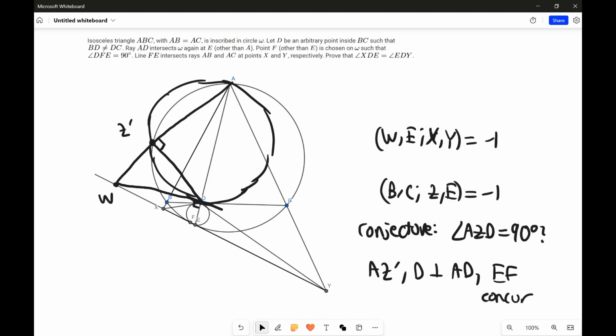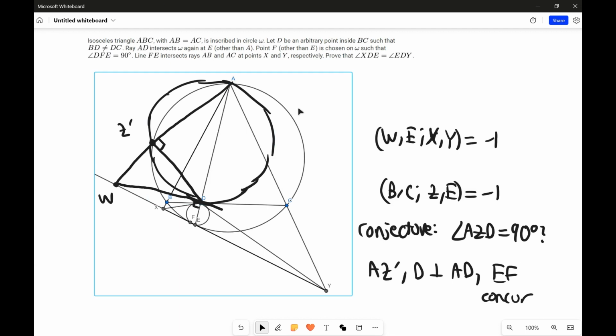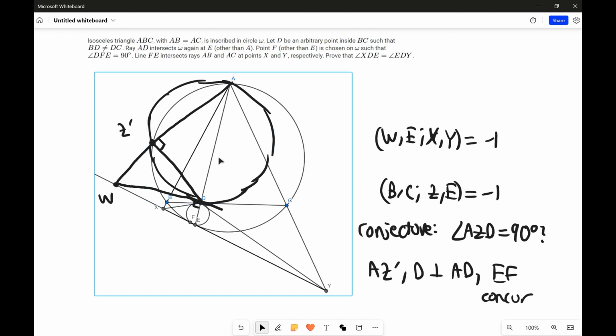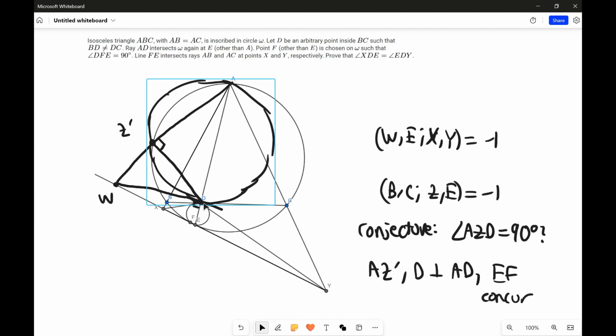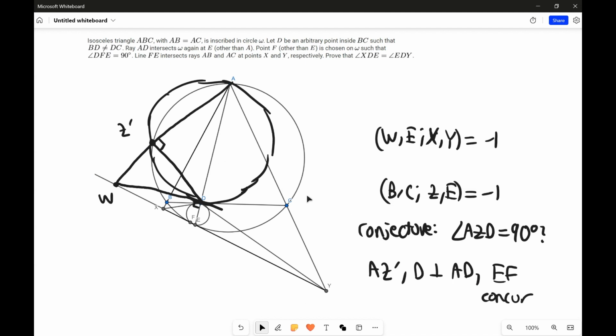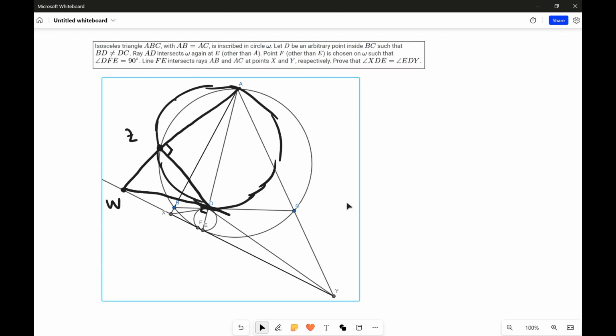And given that there are 3 circles in the diagram, this really calls for the radical center theorem. Indeed, the radical axis of these 2 circles here is AZ prime, the radical axis of these 2 circles here is EF, and the radical axis of these 2 circles here is just the line through D perpendicular to AD, because both are tangent and have diameter on the line AD. Therefore, they all concur at the same point W, and therefore, the angle AZD is indeed 90 degrees. Now we've shown that angle AZD is equal to 90 degrees.